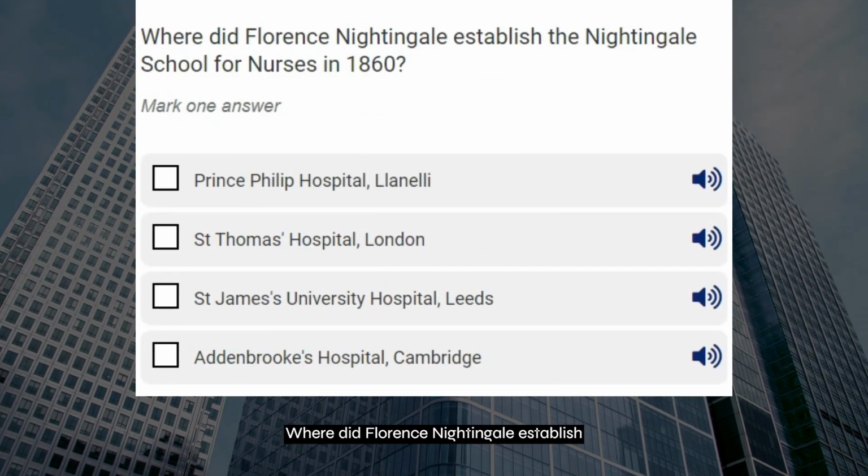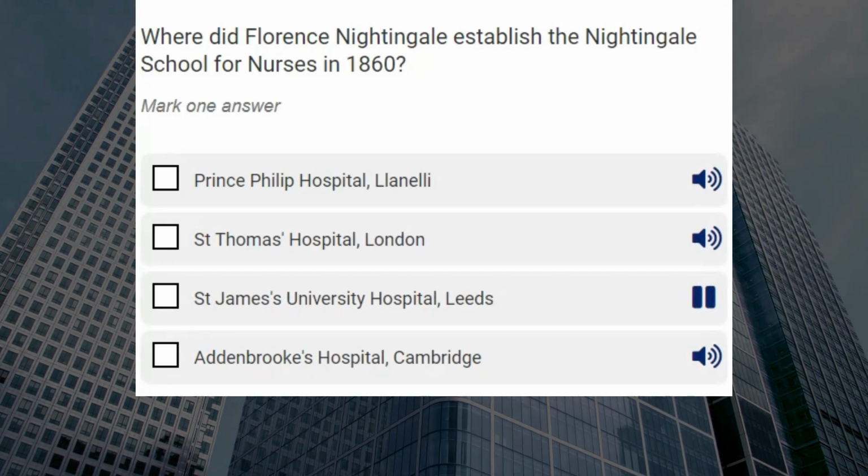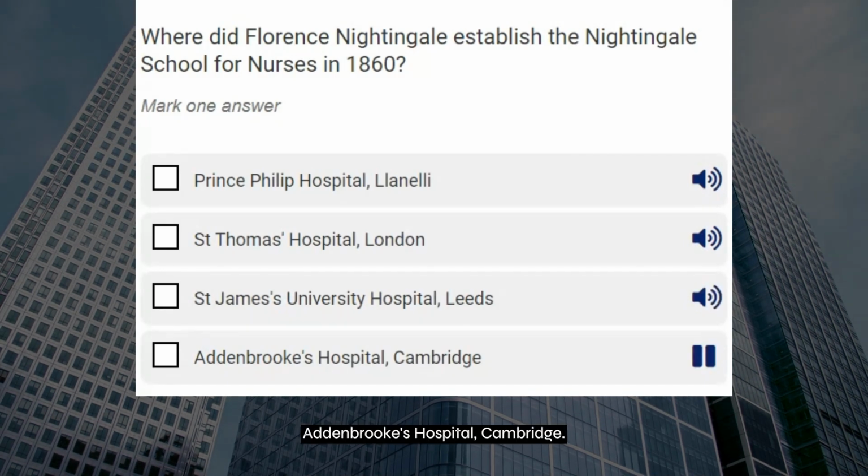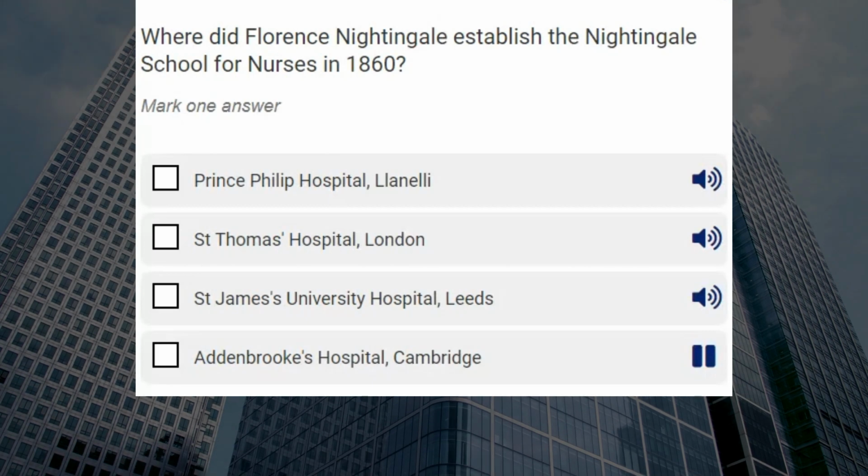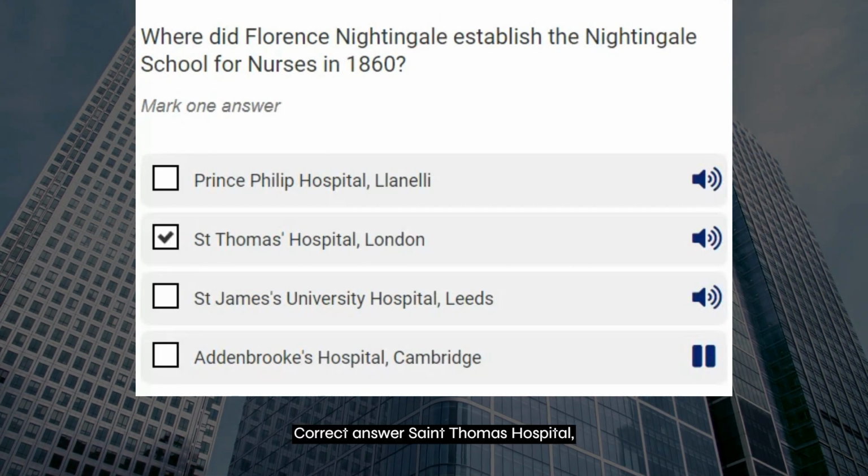Where did Florence Nightingale establish the Nightingale School for Nurses in 1860? Prince Philip Hospital, Llanelli. St Thomas Hospital, London. St James's University Hospital, Leeds. Adam Brooks Hospital, Cambridge. Correct answer, St Thomas Hospital, London.